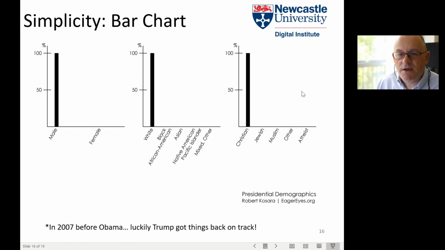Okay, what kind of things can you do? Well, simplicity is always good. This shows American presidents. 100% were male, 100% were white, and 100% were Christian. Until 2007 when Obama came along, and then Trump came back, and things were back on track again. It conveys a very straightforward data message, but also a very stark political message.